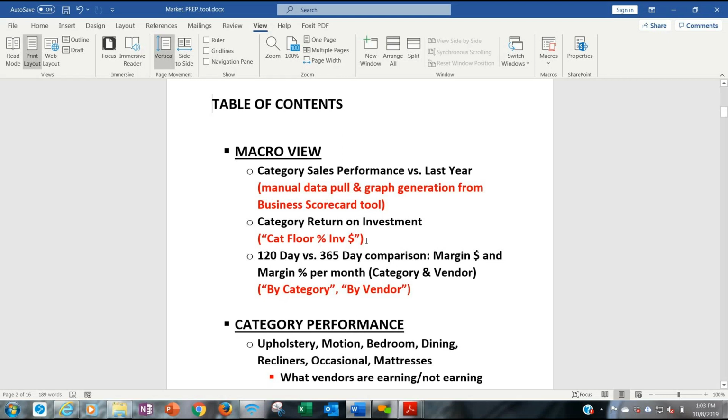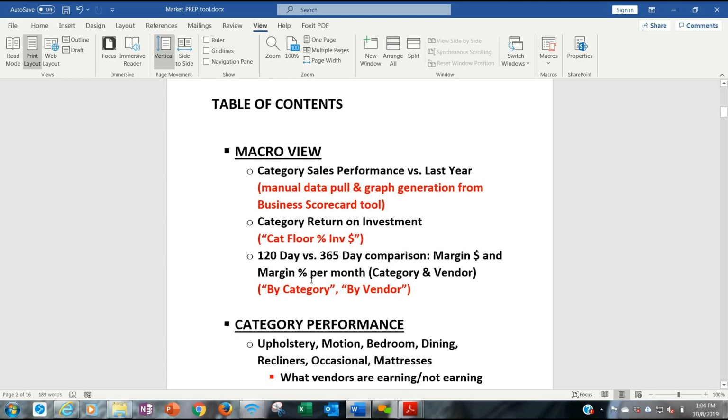The second item under the macro view is category return on investment. For the most part, this market prep tool is utilizing the sales analysis tool, with the exception of that first item we just discussed. So from here on down, everything in the market prep tool is using data from the sales analysis tool. Again, the second item is really trying to understand what categories are working and which ones are maybe not performing as well. So, a high-level macro view.